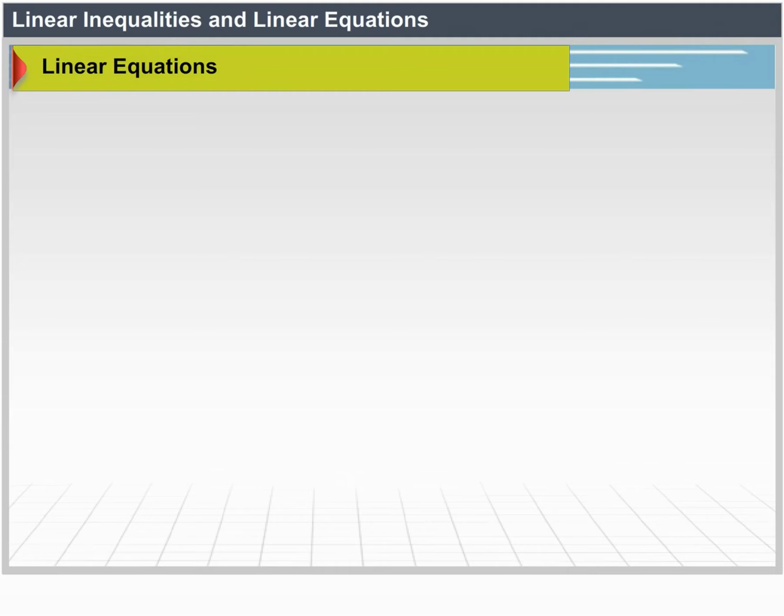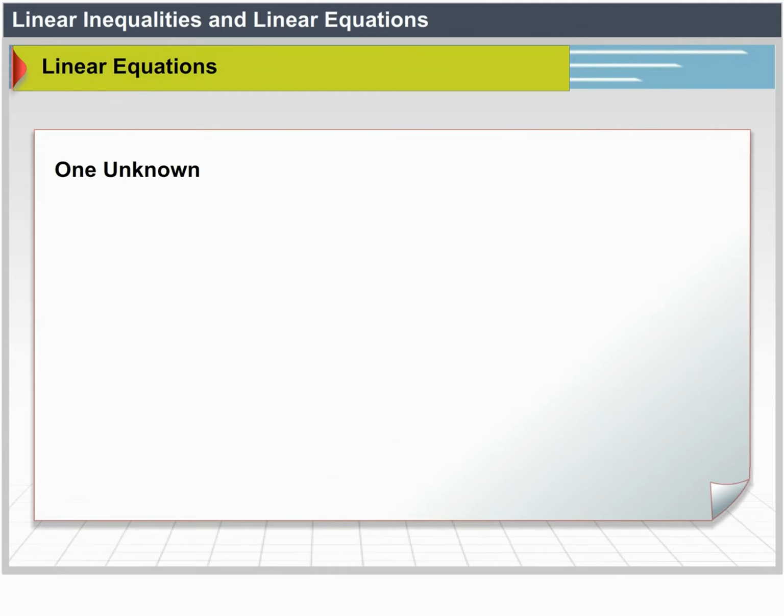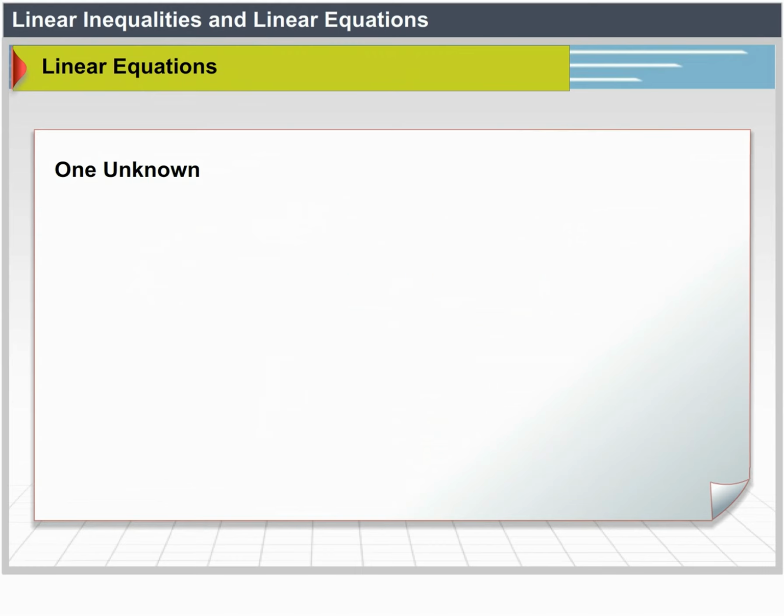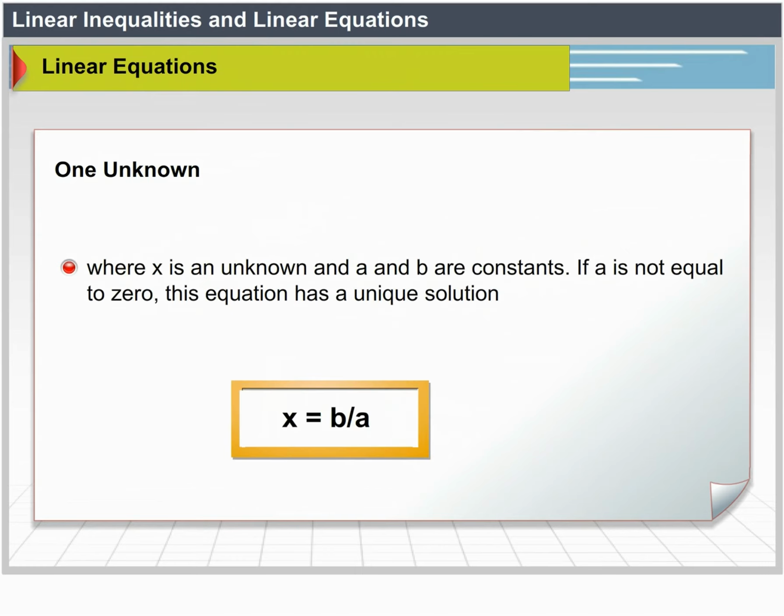Linear equations. One unknown. A linear equation in one unknown can always be put into the standard form ax equal to b, where x is an unknown and a and b are constants. If a is not equal to 0, this equation has a unique solution: x is equal to b by a.